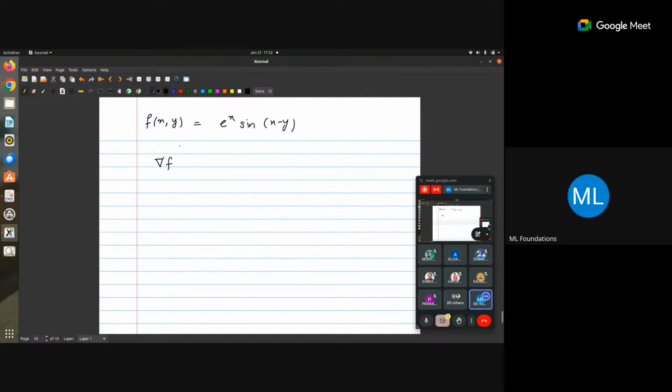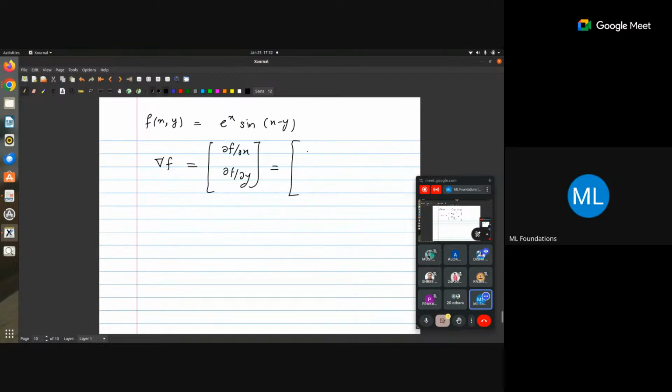Del f can be written in the vector format. It is del f by del x, del f by del y, which is the partial derivative of function f with respect to x and with respect to y. So what is the partial derivative with respect to x here?